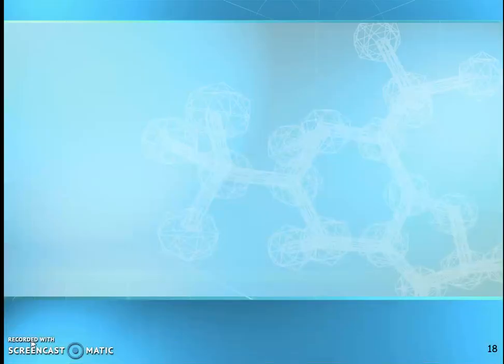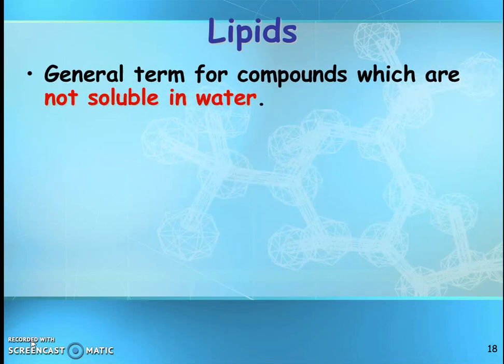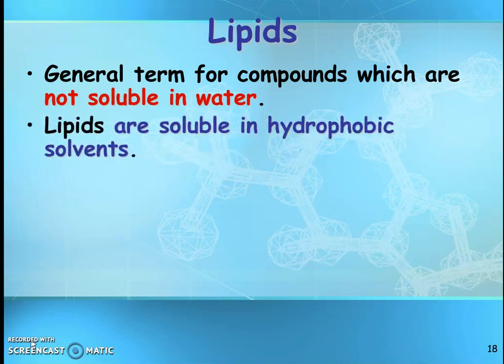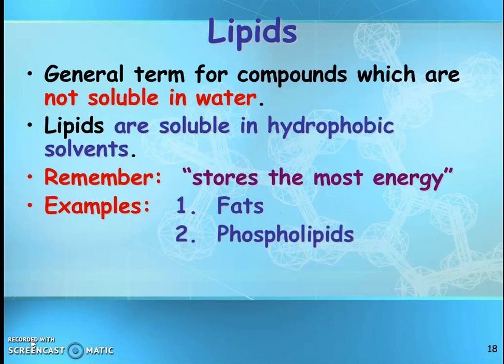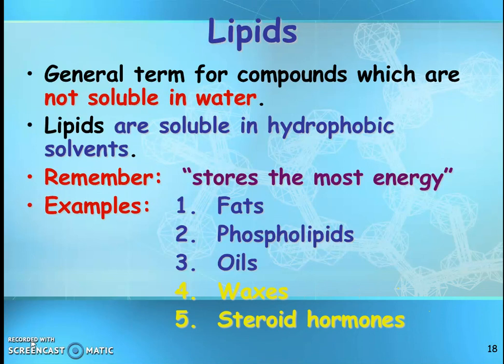One is lipids. So what are lipids? Lipids are the general term for compounds which are not soluble in water. They are only soluble in hydrophobic solvents. And here is the thing to remember: lipids in our body are used to store most of our energy, which is required for various metabolic activities in our body. Examples of lipids are fats, phospholipids, oils, waxes, steroids, and hormones.